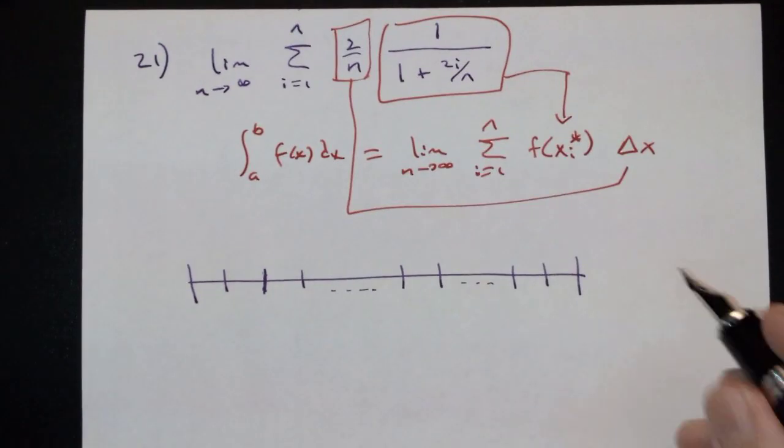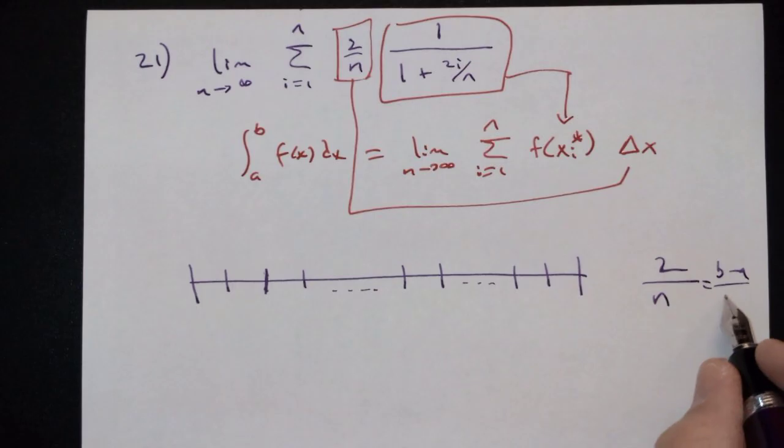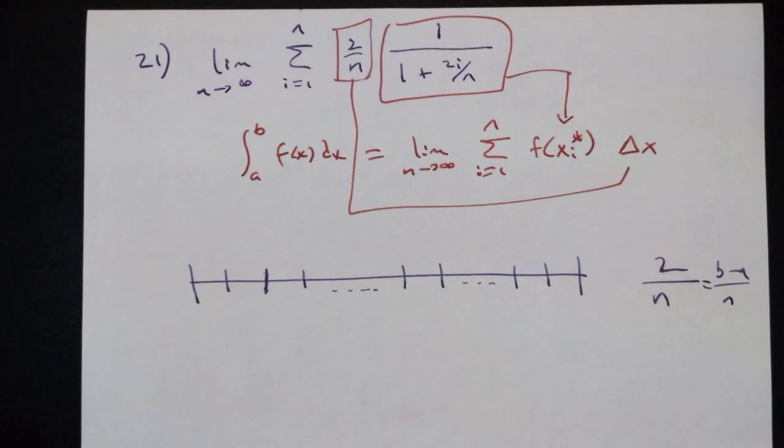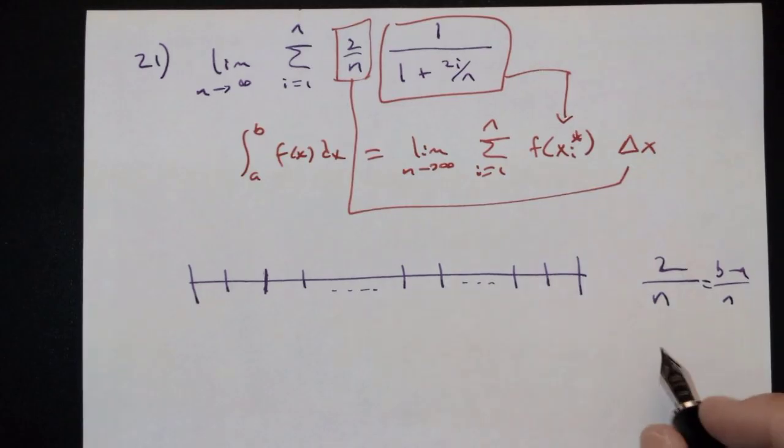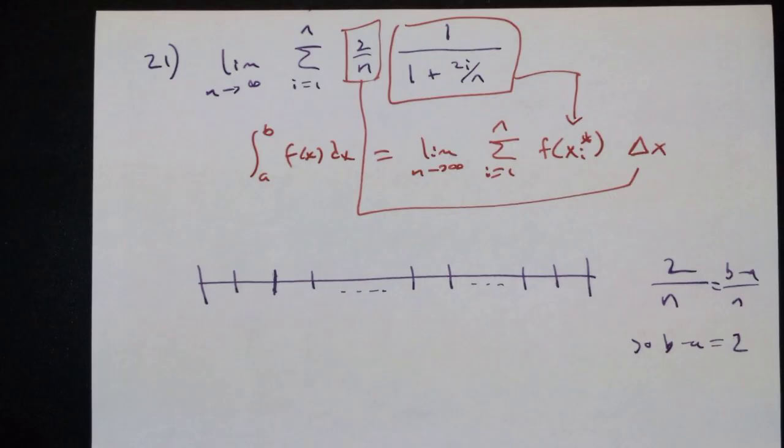So I think 2 over n is b minus a over n. Well, if that's true, then b minus a is 2. Now that means I have some choices, because I don't know what a is. I just know that b is 2 units bigger. Okay. Let's look at the other part now for a second.